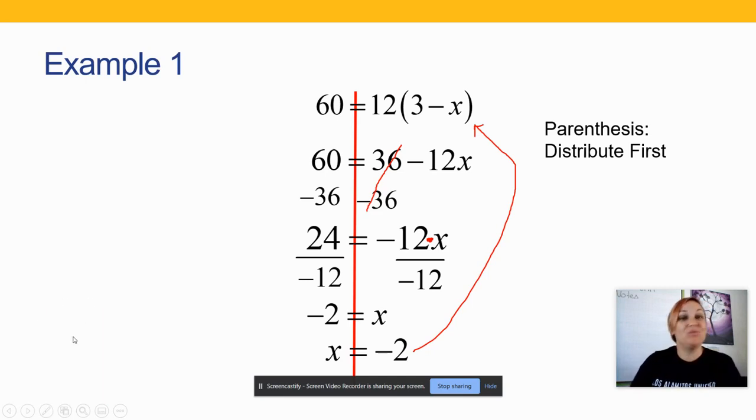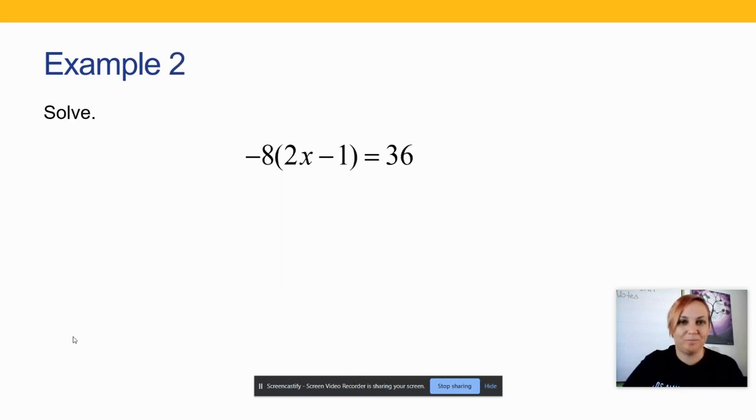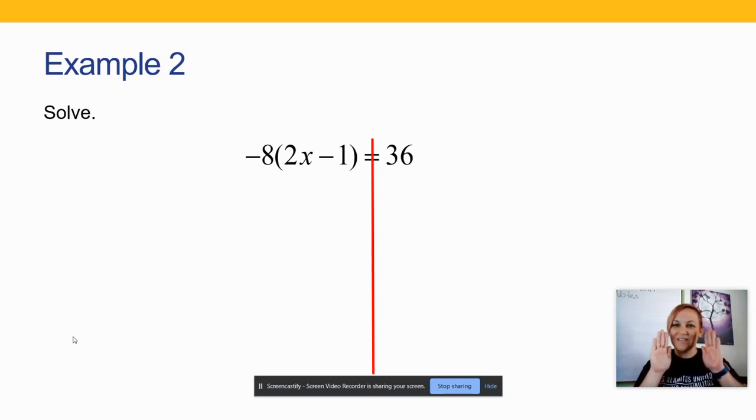All right, let's do one more example together, and then you'll be able to start your homework. In this second example, again, we're doing distributing. I'm going to draw that red bar right down the middle so that I can very clearly see the left side and the right side. And again, because I see my parentheses, I will be distributing.